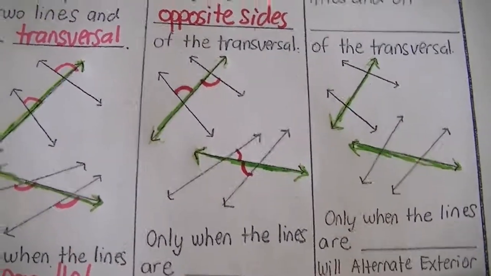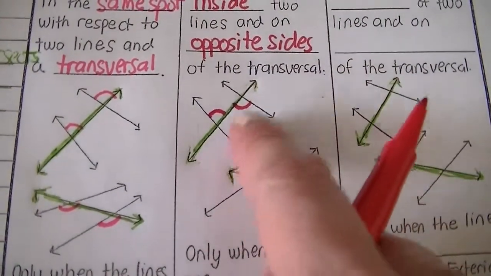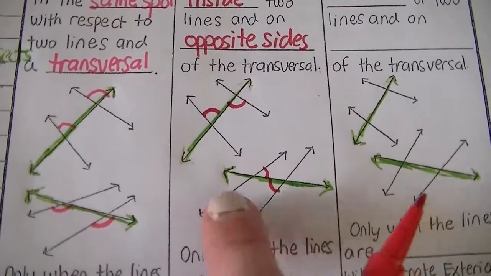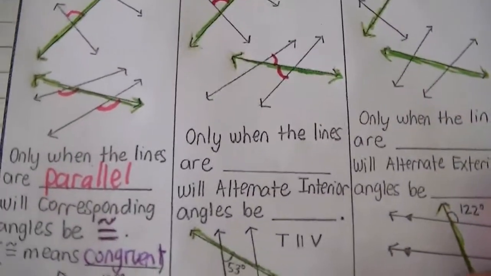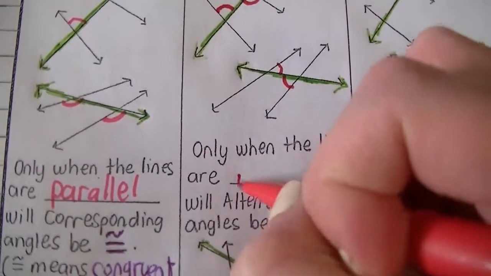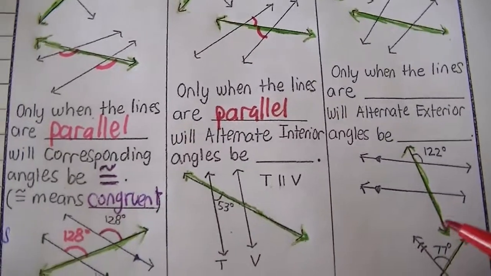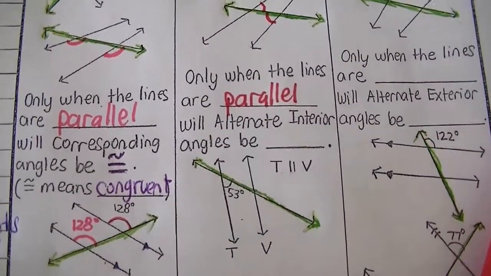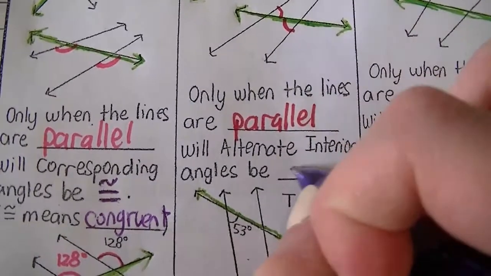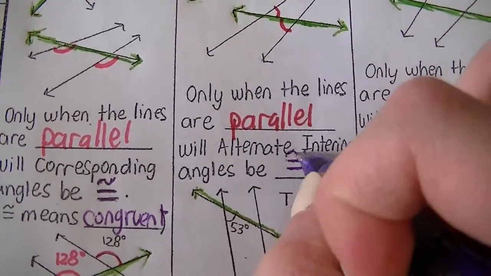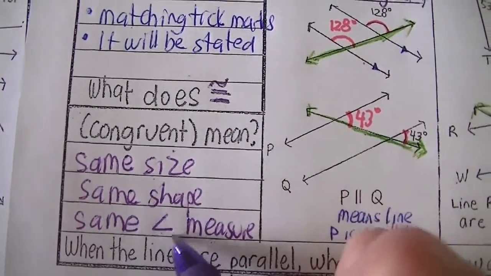So there's also something very special with alternate interior angles, but only when the lines are parallel. These lines, they're not parallel. These lines are not parallel. It doesn't tell us that they're parallel, so don't ever assume. So only when the lines are parallel will alternate interior angles be congruent. And you don't have to write out the word congruent because we know that there's a symbol. And if you forgot what congruent means: same size, same shape, same angle measure, okay?